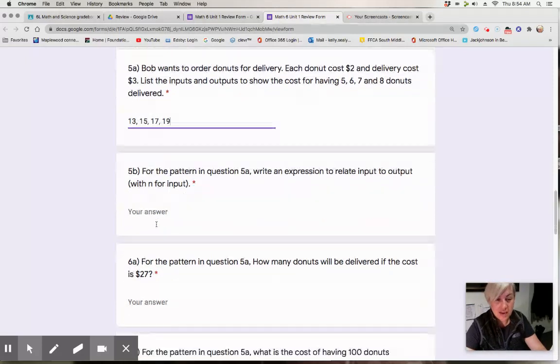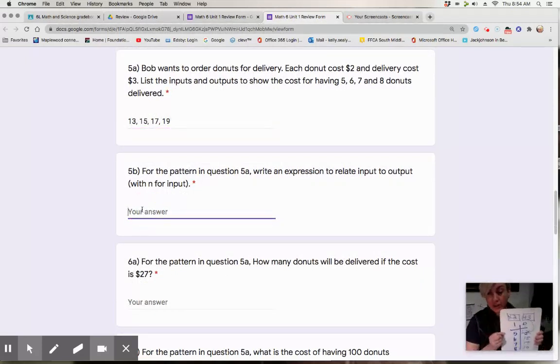For the pattern in 5a, write an expression. I found out that what I had to do was multiply by 2 and then add 3. To write the expression for that, 2n. That means multiply the input by 2. After the 2n, I write plus 3. That means at the end, add on the $3 delivery fee. Correct answer for 5b is 2n plus 3.